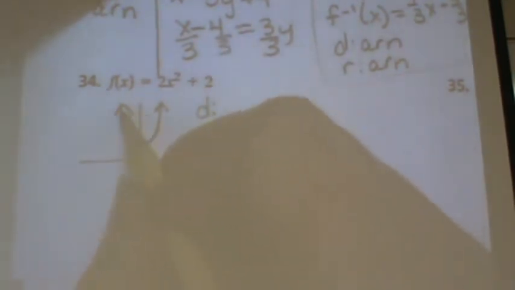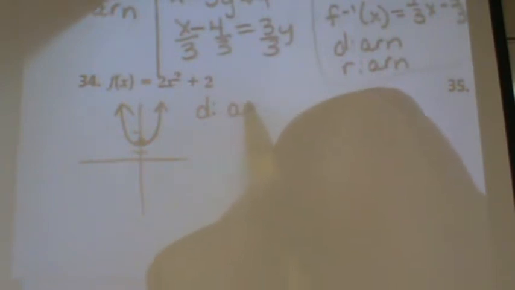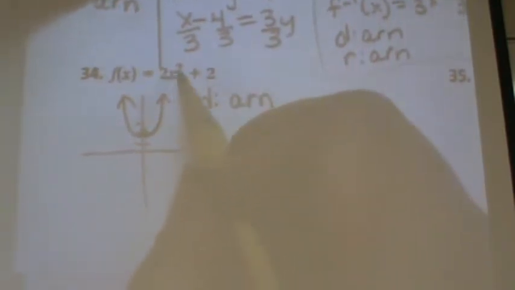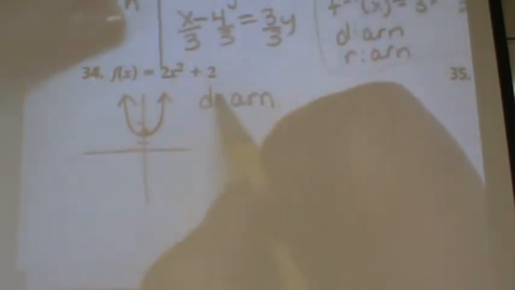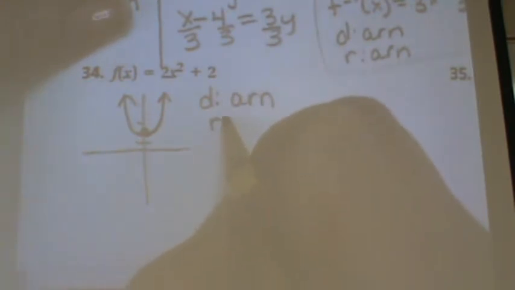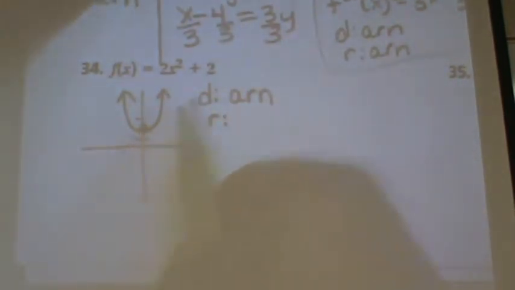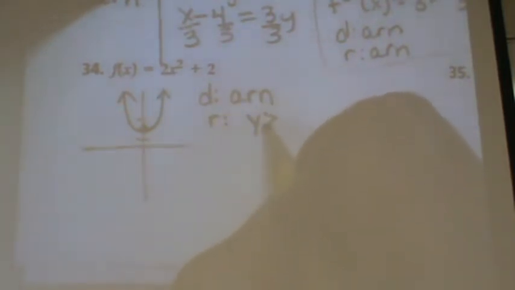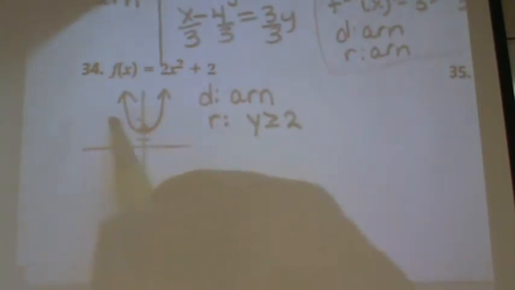The domain for all parabolas is all real numbers, because there's no number that's going to stop you from squaring it and multiplying it by 2 and adding 2 here. Now your range is going to change. This is shifting your graph 2 units up, so your range is going to be y is greater than or equal to 2. Since this does not pass the horizontal line test, its inverse will not be a function. Okay, the inverse will not be a function.